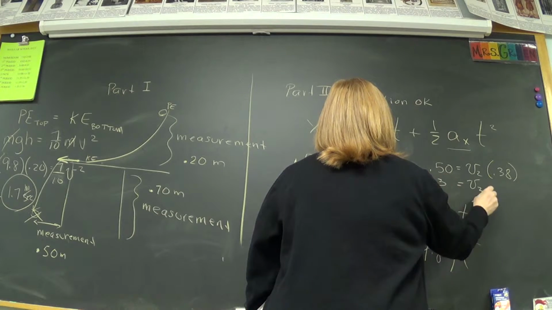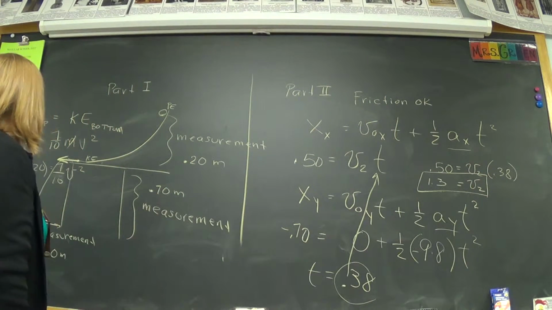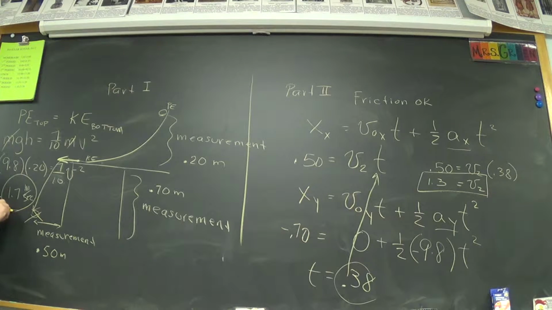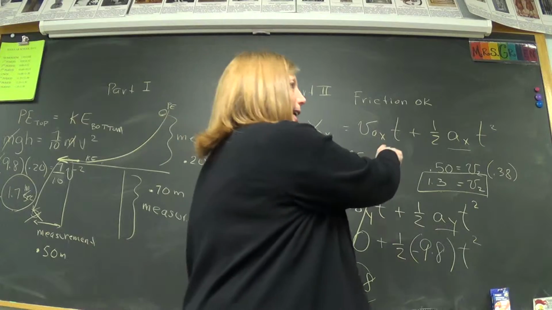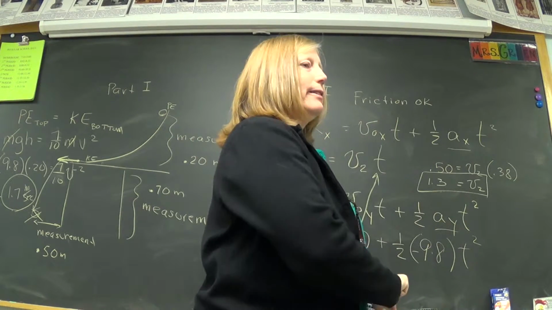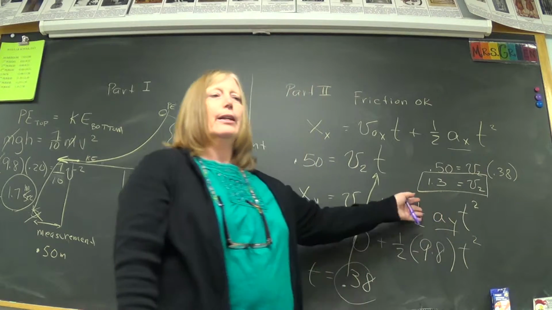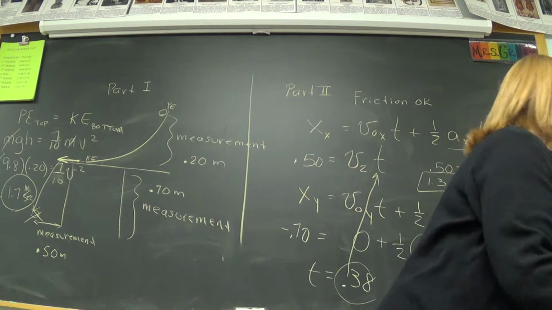Does it make sense that velocity 2 is lower than velocity 1? What did we add on this side that we didn't have on the other side? Friction. Right, doesn't it make sense then it would slow it down? All right, the final thing is the hardest thing, so please lend me your brain.